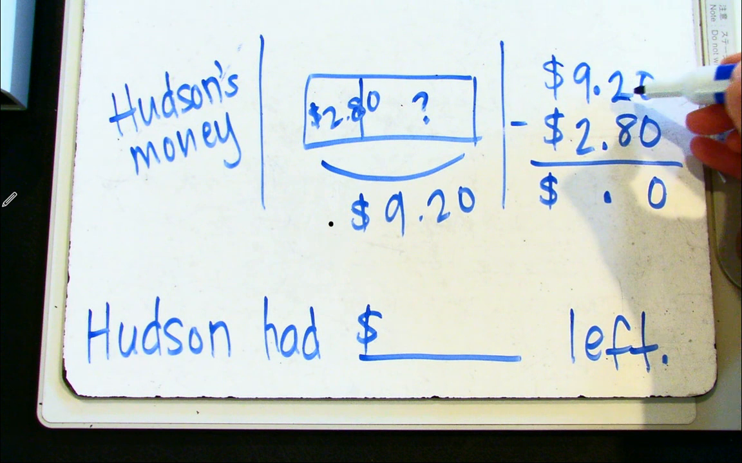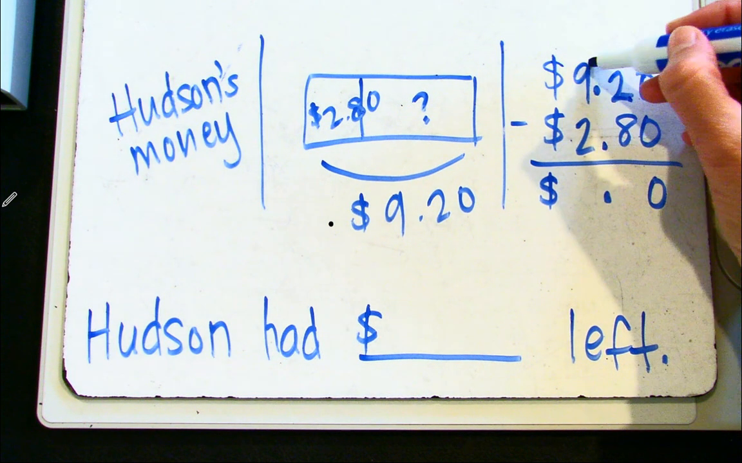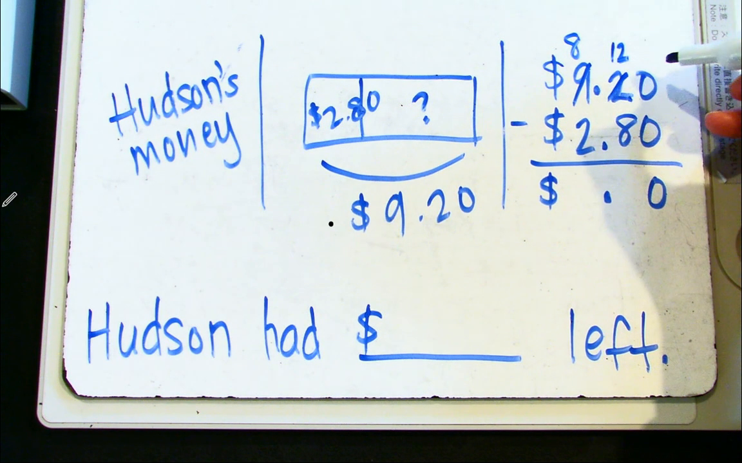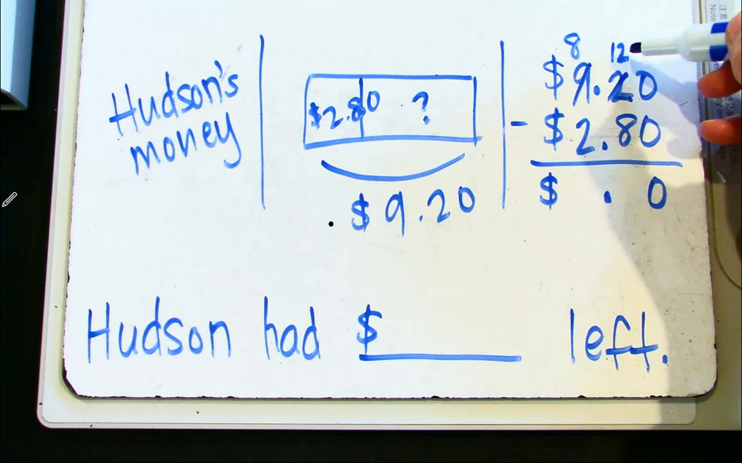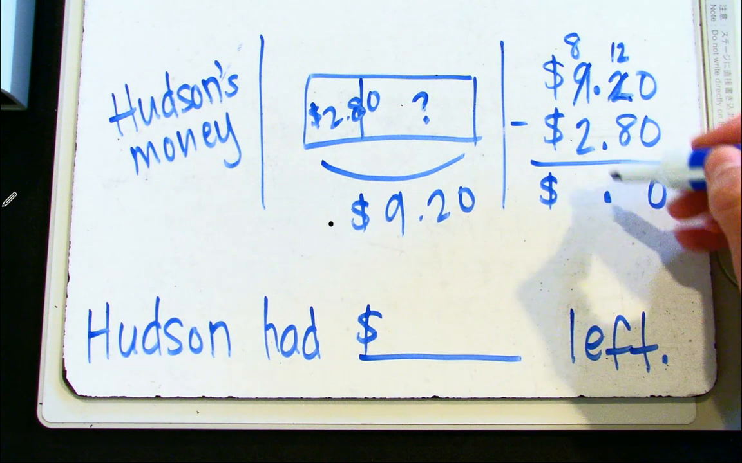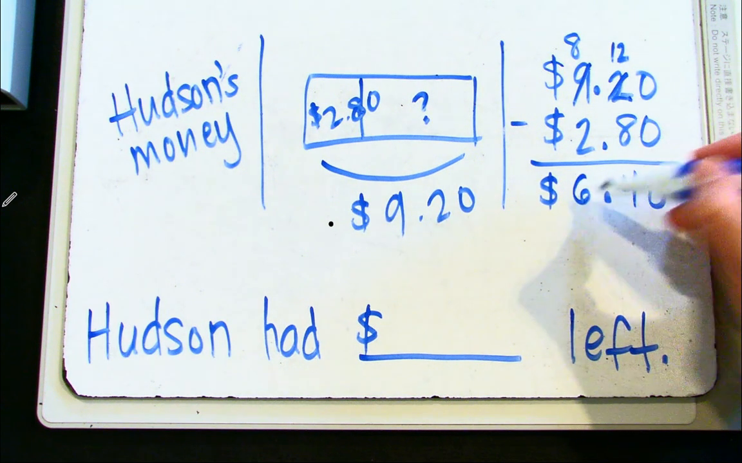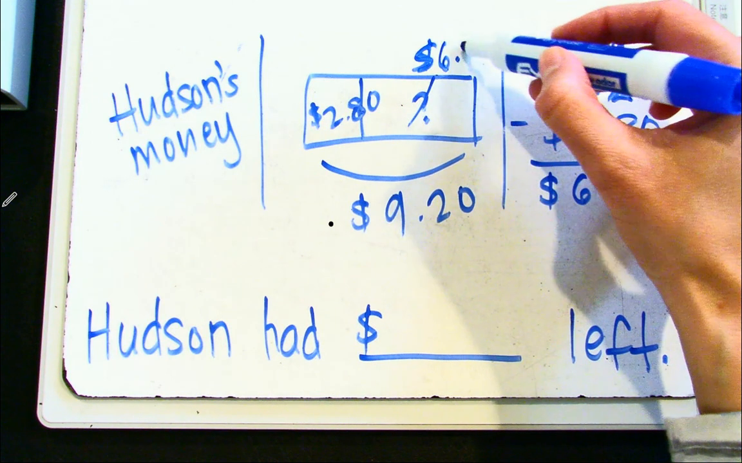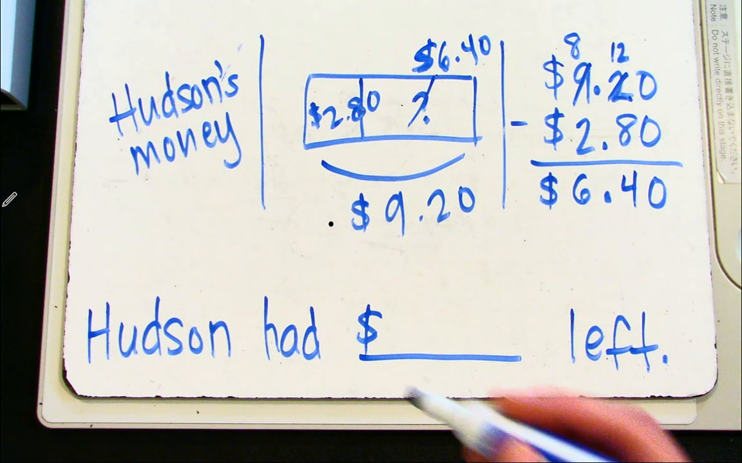If we have two tens, I can't take away 8. So I have to do some renaming. I'm gonna go over here and make this $9 into an $8. And then I'm gonna make this 2 into a 12. So we are renaming one of these dollars as 10 tens. So 100 cents is the same as 10 tens. So 12 minus 8 is 4. And $8 minus $2 is $6. We'll go back and see if that looks like it would make sense. $6.40. That makes sense that Hudson had $6.40 left.